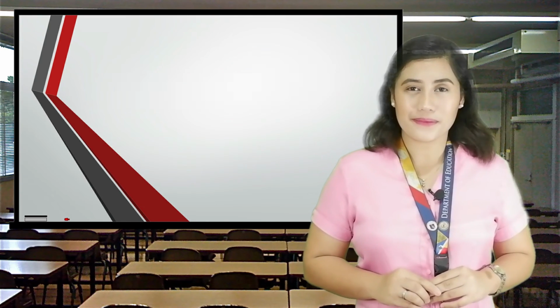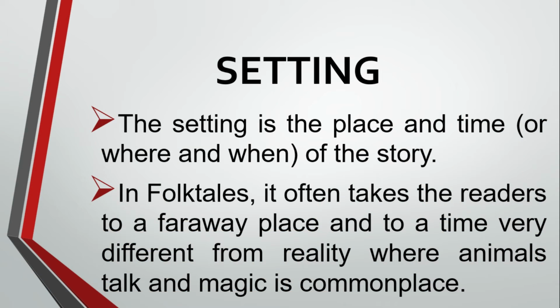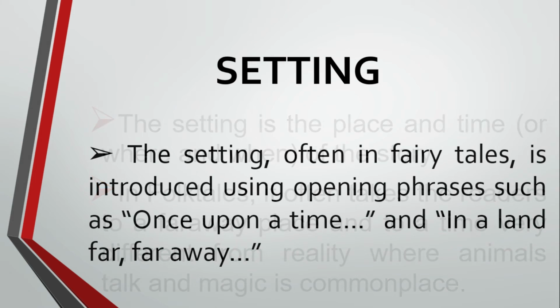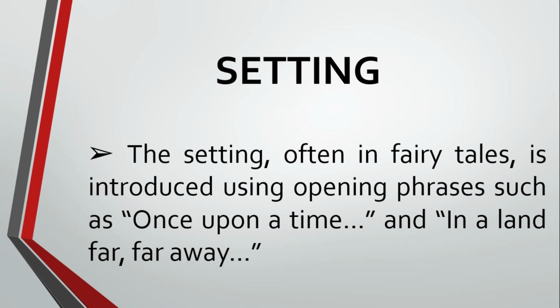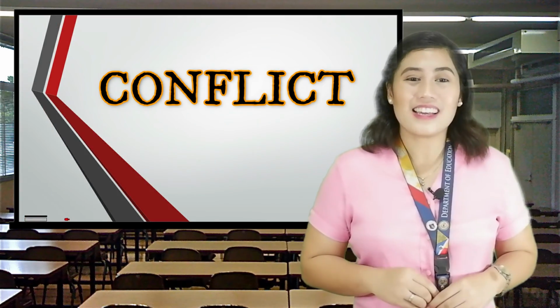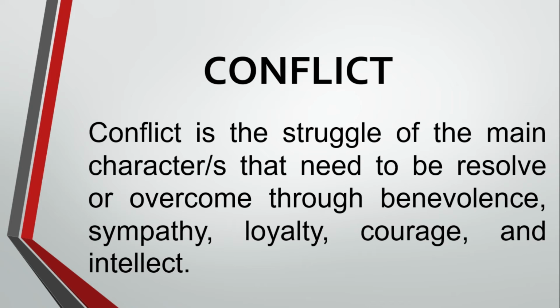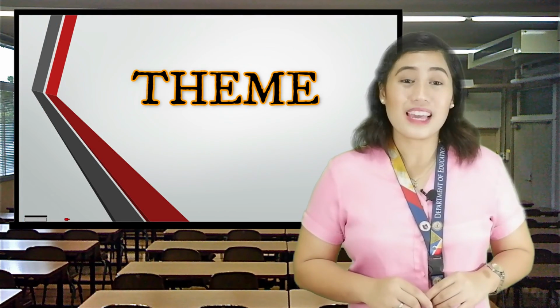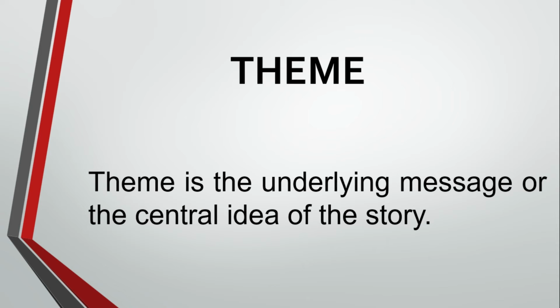Then we have setting. The setting is the place and time, or where and when, of the story. In folktales, it often takes the readers to a faraway place and to a time very different from reality, where animals talk and magic is a commonplace. The setting, often in fairy tales, is introduced using opening phrases such as "once upon a time" and "in a land far, far away." Next is conflict. Conflict is a struggle of the main character or characters that needs to be resolved or overcome through benevolence, sympathy, loyalty, courage, and intellect. And lastly, theme. Theme is the underlying message or the central idea of the story.